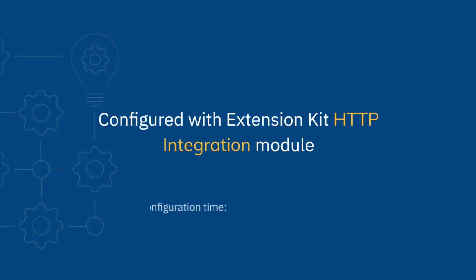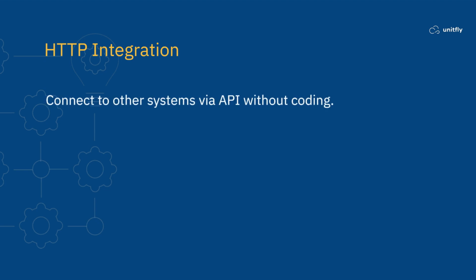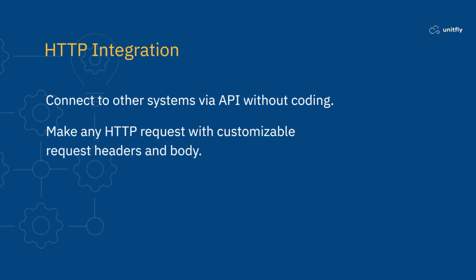This use case is configured with the Extension Kit HTTP integration module. With HTTP integration, you can connect to other systems via API without coding, and make any HTTP request with customizable request headers and body.